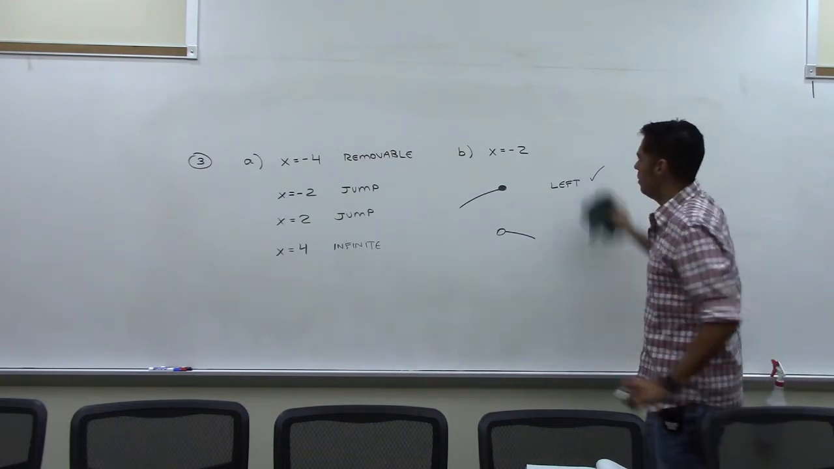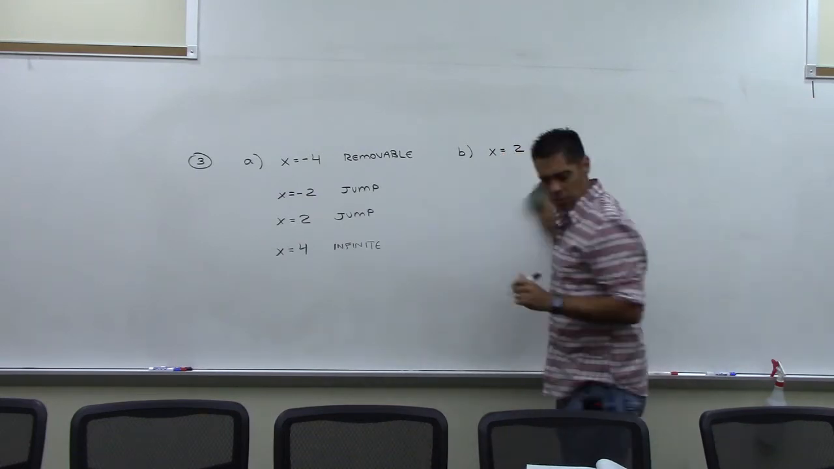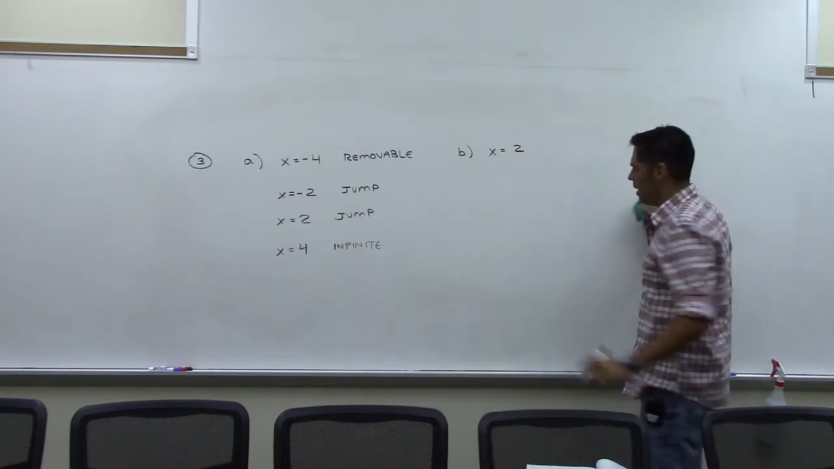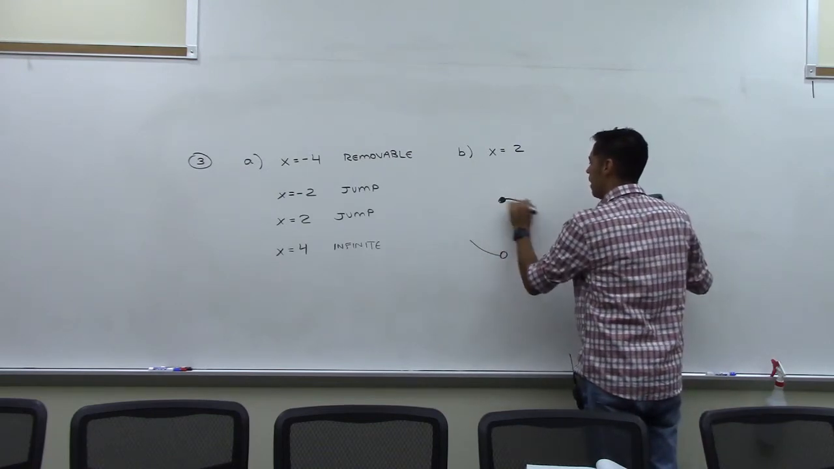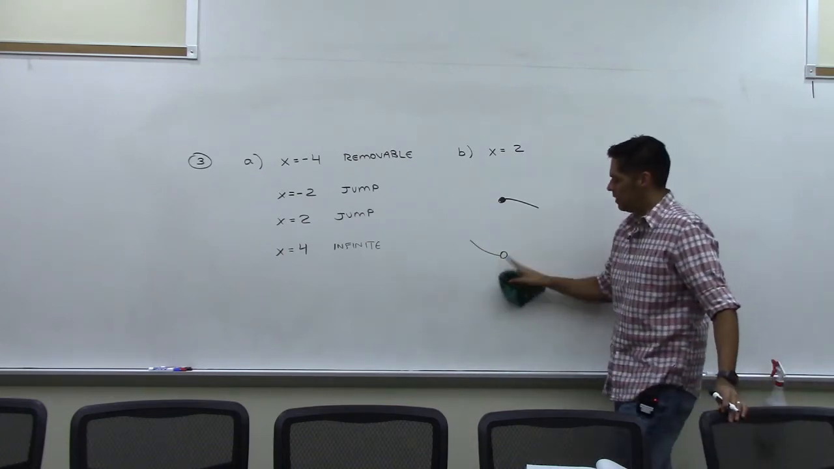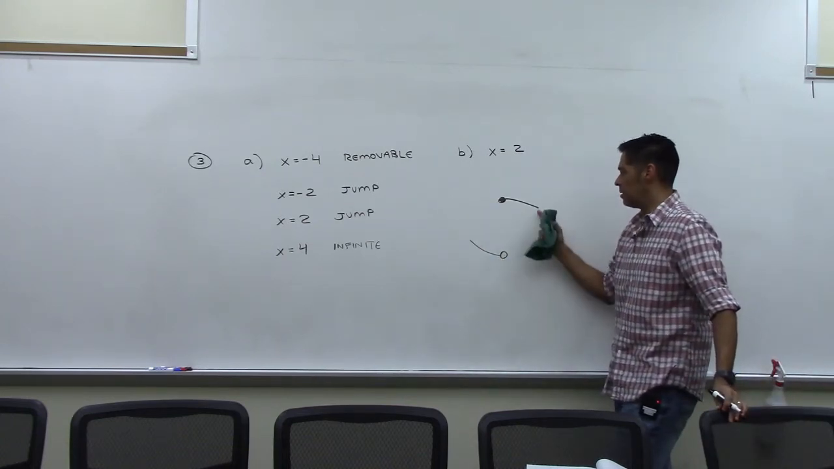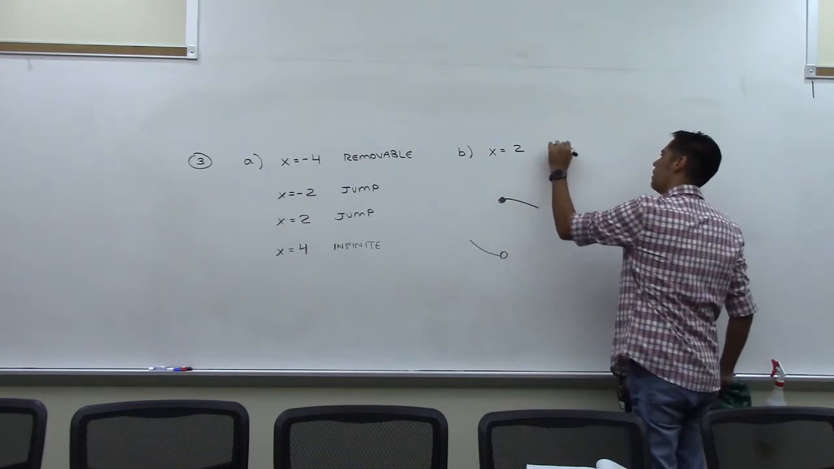All right, our next point of interest was at 2. And at 2, we had the opposite. We had it coming in like this, and then going out the right like that. As we come in from the left, it's not filled in, so it's not left continuous. As we come in from the right, it's filled in. This is going to be right continuous.